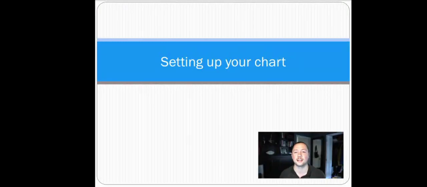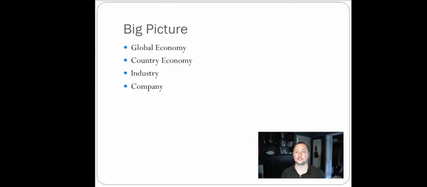Talking about how to set up your chart. So the first thing you want to do when you are about to make a trade and you're looking at your charts is you want to examine the big picture. What is happening in the global economy and what is happening in your country's economy?